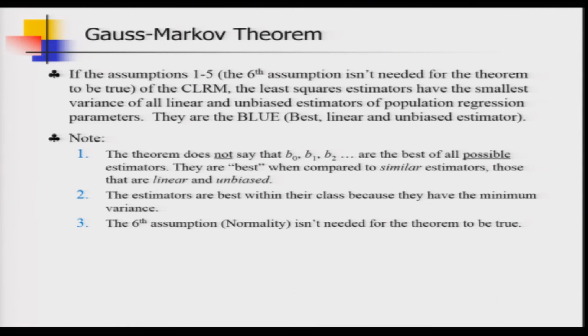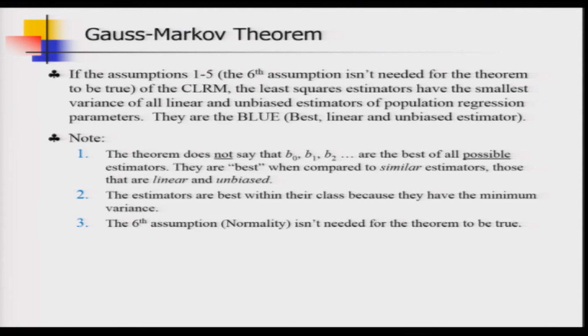Note that this theorem does not say that beta naught, beta 1, beta 2 and other estimators of unknown population parameters are best of all possible estimators that you can theoretically propose. They are best when compared to similar estimators. So, what do we mean by similar? The estimator has to be first unbiased, and then it has to be linear. Now, we all understand what we mean by unbiasedness and the linear estimator, so I am skipping that discussion.